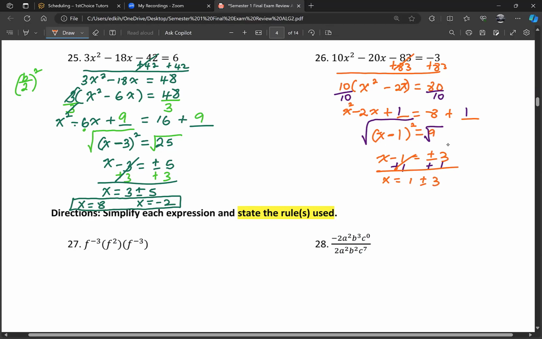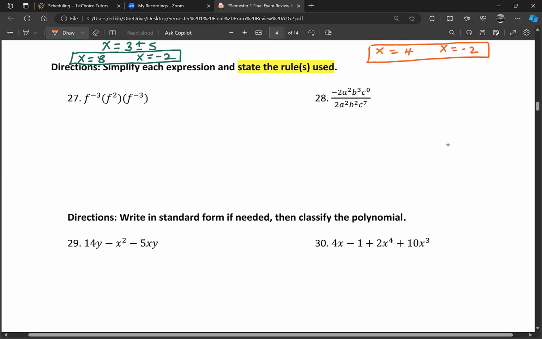But of course, this is workable. So x equals 1 plus 3, which is a 4. And x equals 1 minus 3, which is a negative 2. And those are your two solutions to that question. So moving on to the next concept.